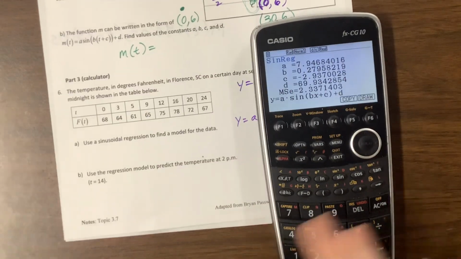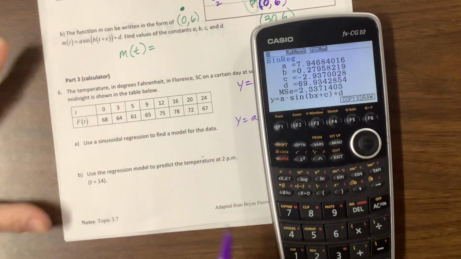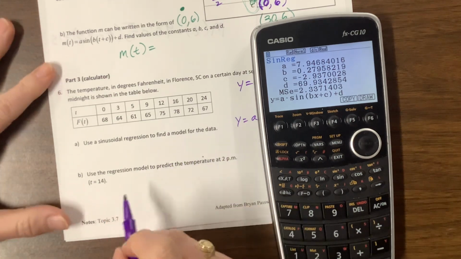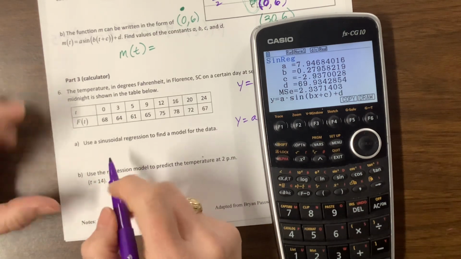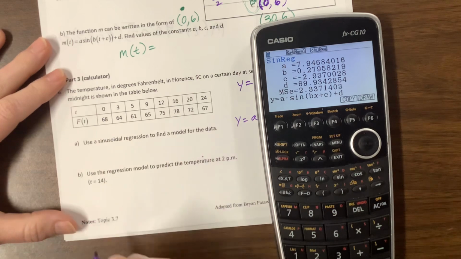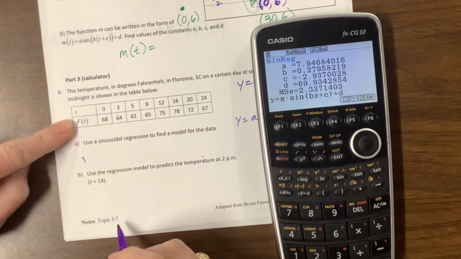So it says use the sinusoidal regression to find a model for the data. Let's practice. Let's get 4 decimal places just because AP wants us to have 3, and if we do 4, we'll definitely be right with a third. Does that make sense? Okay. And let's use the variables they gave us.